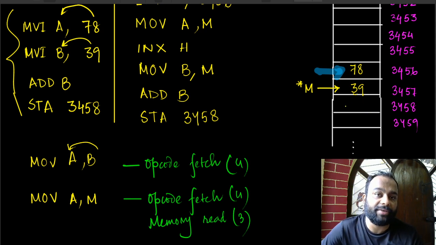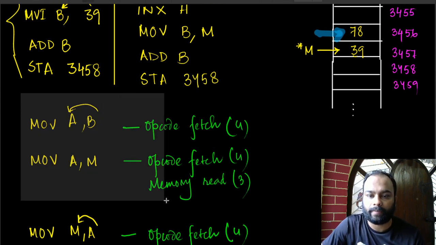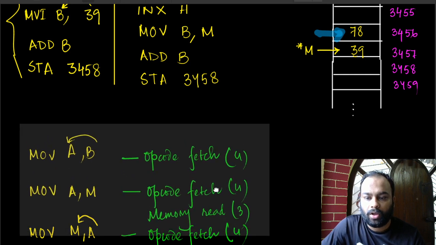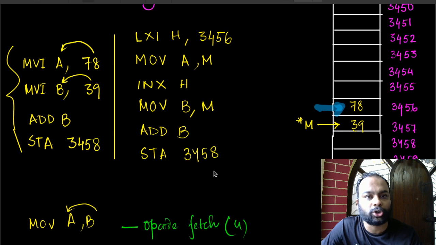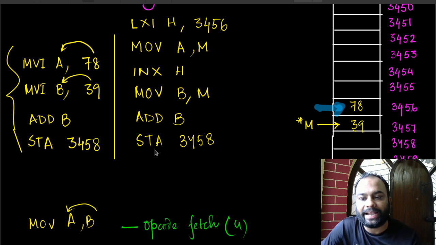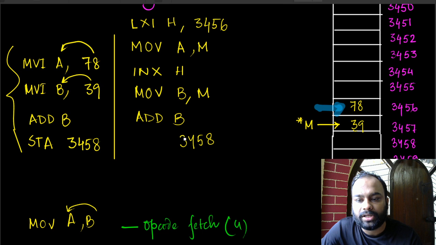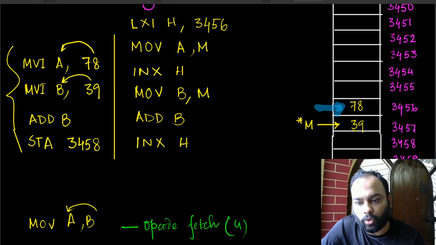But we could achieve this in a slightly more elegant fashion. What do I mean by elegant fashion? Let me show you. We can make use of the memory pointer and do the storing entirely through memory pointers. So instead of naively and crudely writing STA here, we could do something slightly more interesting. We could do increment H once more, right?